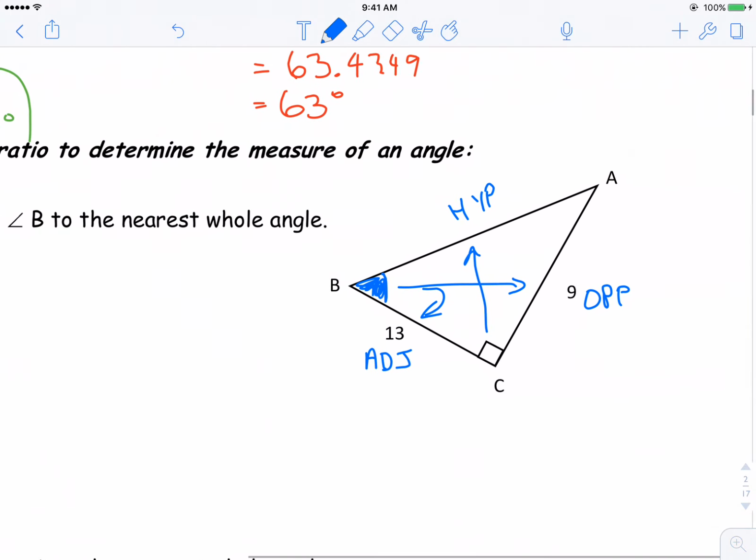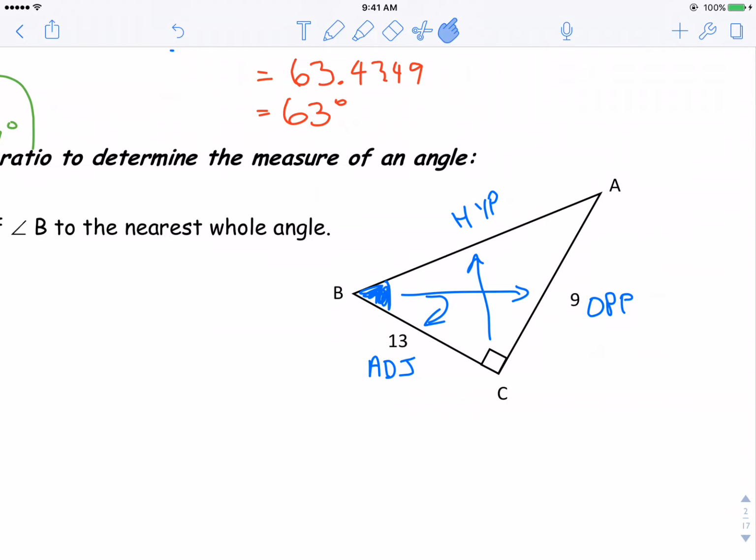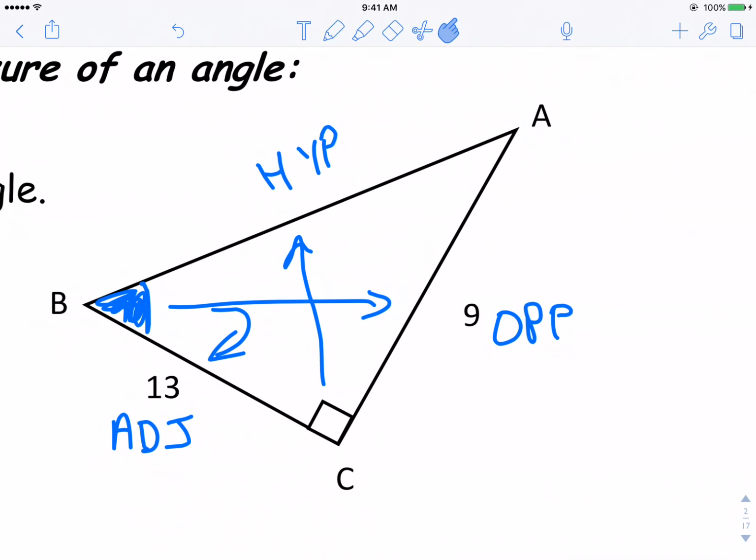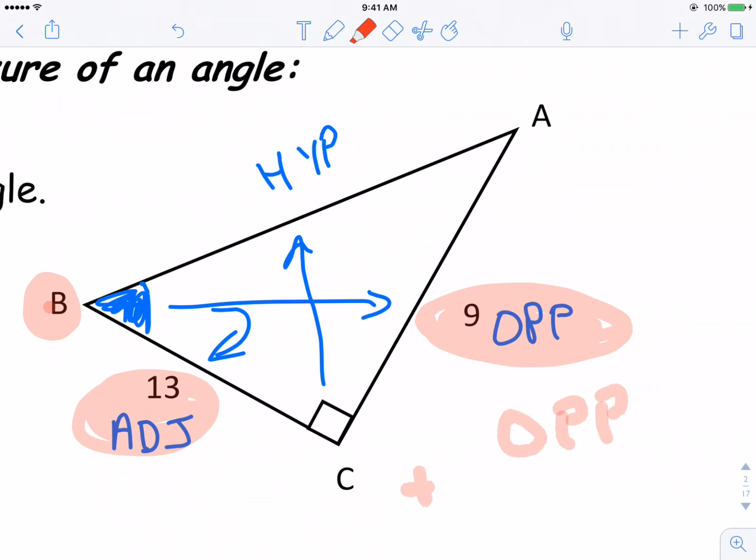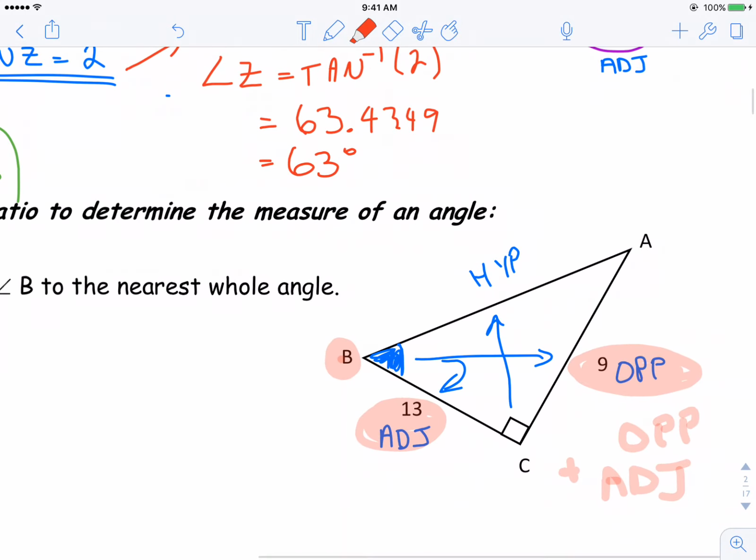But over here, if I look at my triangle, I look at the labels that I have, I think to myself, well, here's our right angle triangle. I'm looking for angle B, and I know my opposite side, and I know my adjacent side. What trig function relates opposite and adjacent?